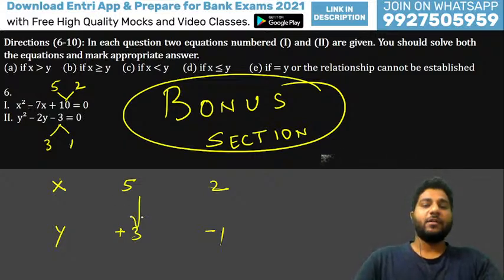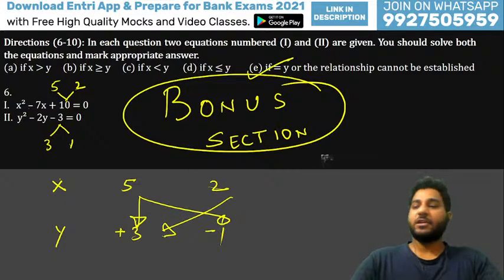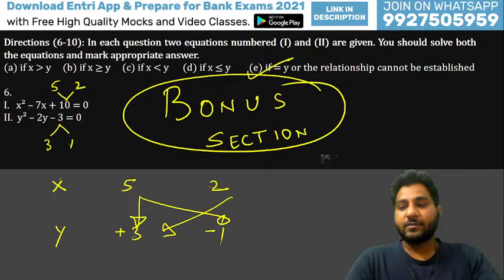So clearly x is smaller. Look at this, x is smaller. Here comes option E, correct. Any doubt? Come on guys. You can ask me any of the questions.